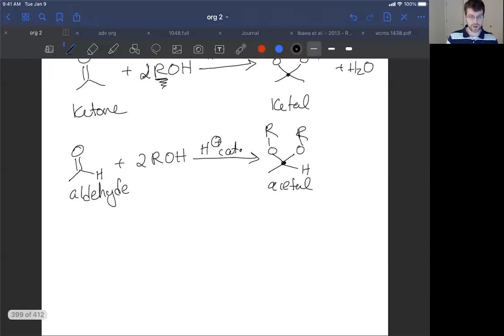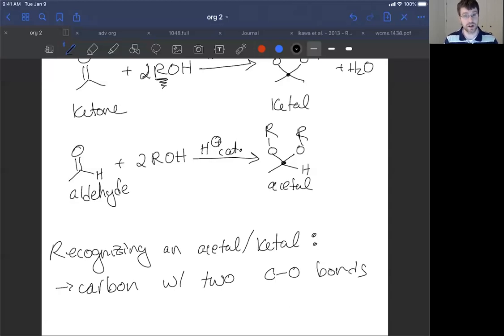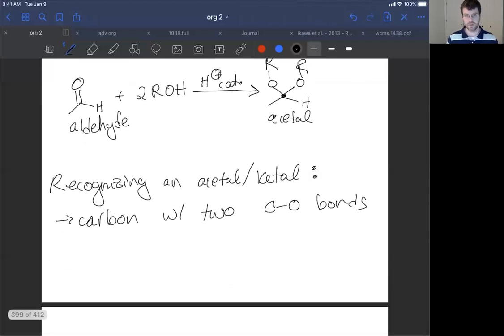Okay, so the way to think about this reaction is to first of all get comfortable with the functional group. Recognizing an acetal or ketal involves finding the carbon with 2 C–O single bonds. That is, we don't have a carbonyl with this carbon. We don't have a carbon-oxygen double bond. Rather, we have 2 single bonds to oxygens. That's what makes the acetal and the ketal. And then if we have a hydrogen on one side or a carbon on the other side, that'll tell us whether we have an acetal or a ketal.